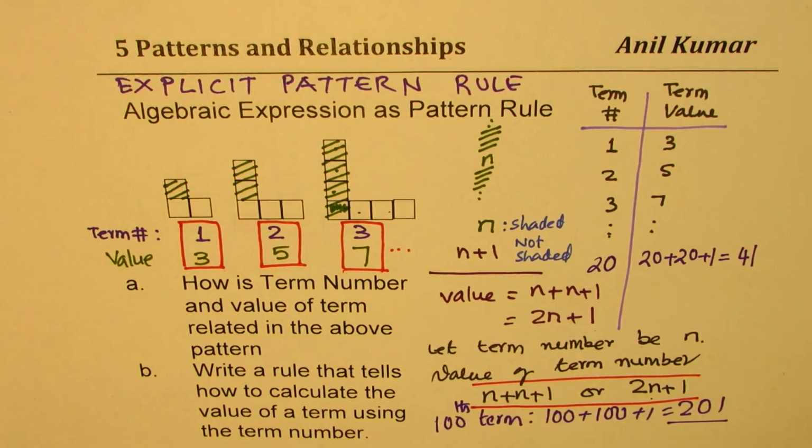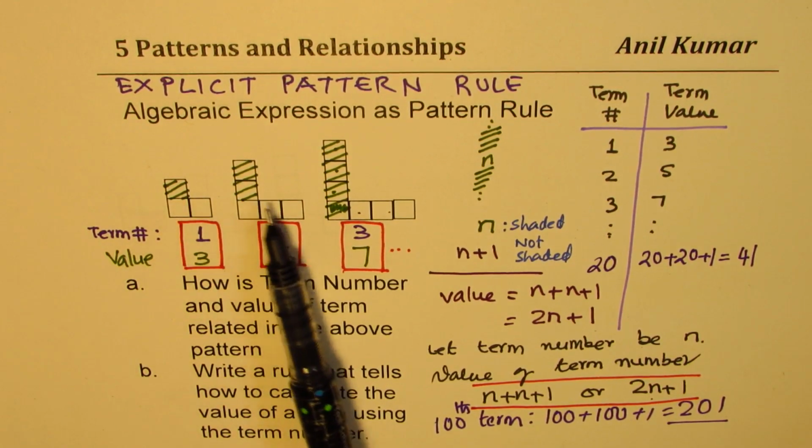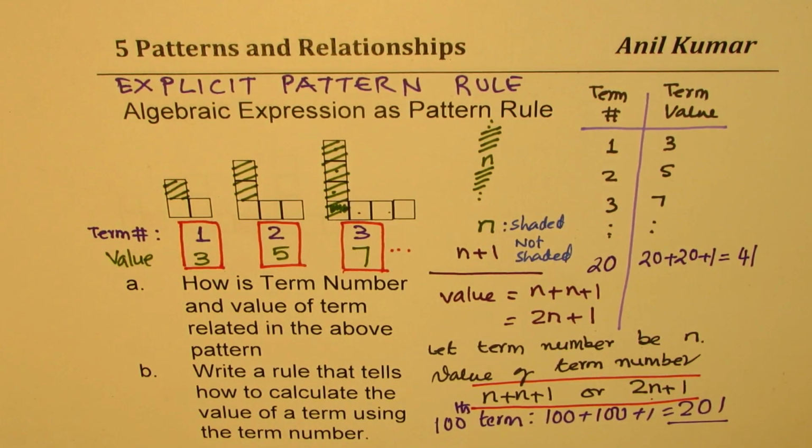Is that clear? Perfect. So the explicit pattern rule, which we just found, helps us to find the value or the number of items in a particular term easily by having a formula. And we really call it an algebraic expression. Now to give you practice, we'll have two examples for you. And we'll try to figure out a way to relate them just as we shaded here. You could do that and then find the solution. Is that okay? So let's look into these questions one by one.